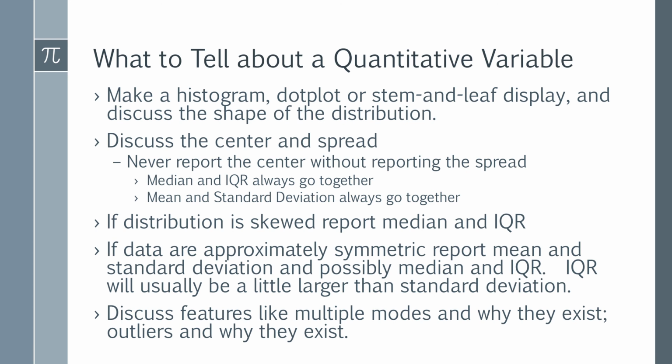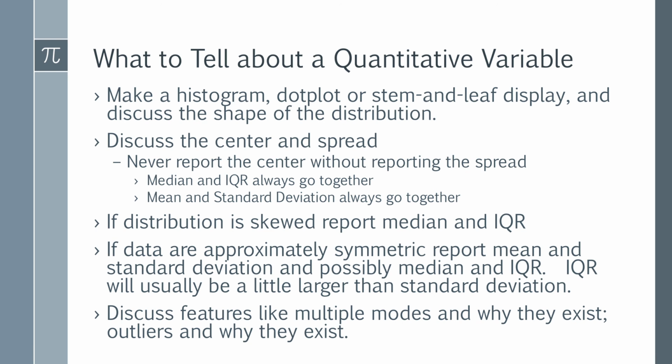If the distribution is skewed, report the median and the IQR. Don't use the mean, because the mean is going to be less valuable if you've got a skewed data set. If the data is approximately symmetric, then report the mean and the standard deviation. If you want to, you can also report the median and the IQR, but if it's approximately symmetric, you're fine with the mean and standard deviation.